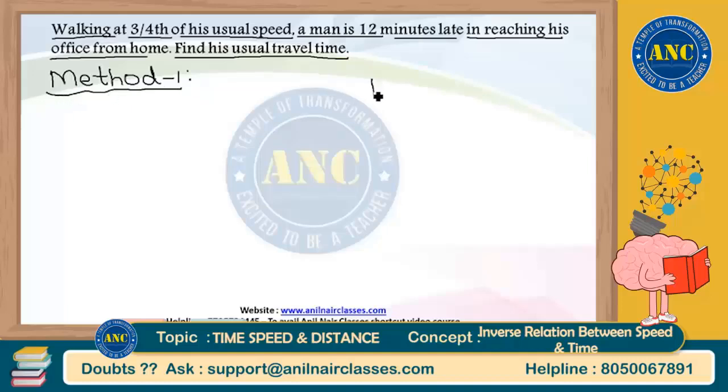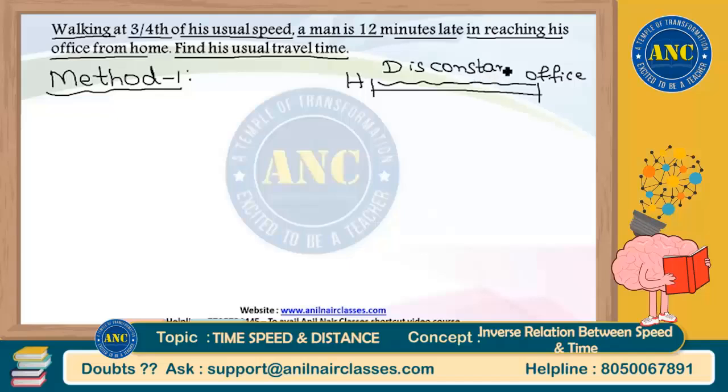Now see here. Suppose this is my home, and the other side is my office. Every day I will travel from my home to office along the same path. The distance will not change. That means the distance is constant. Every day I will travel with my usual speed of s kilometers per hour or s meters per second. Similarly, every day I will take t minutes to reach the office.